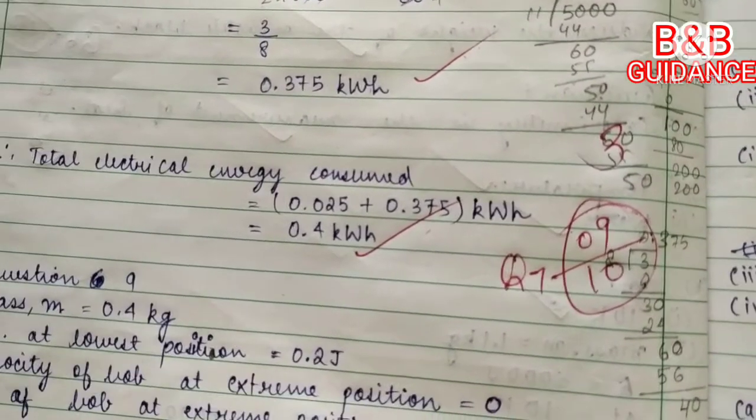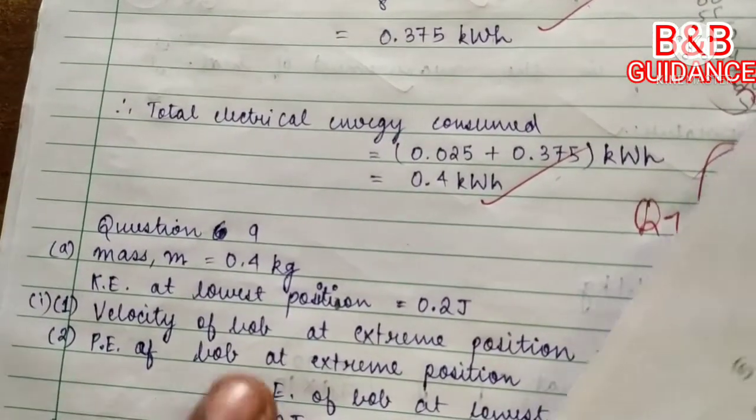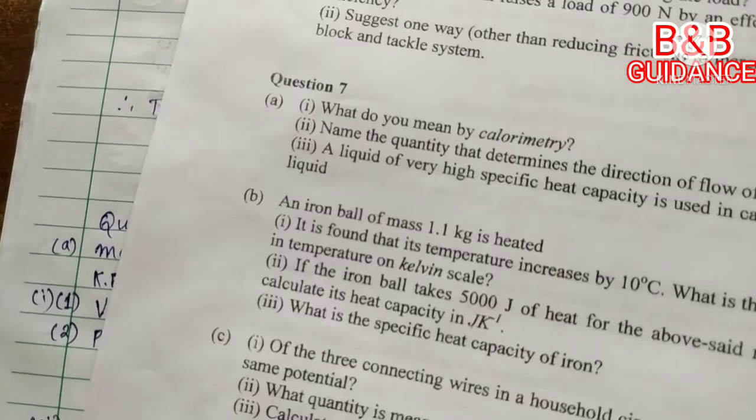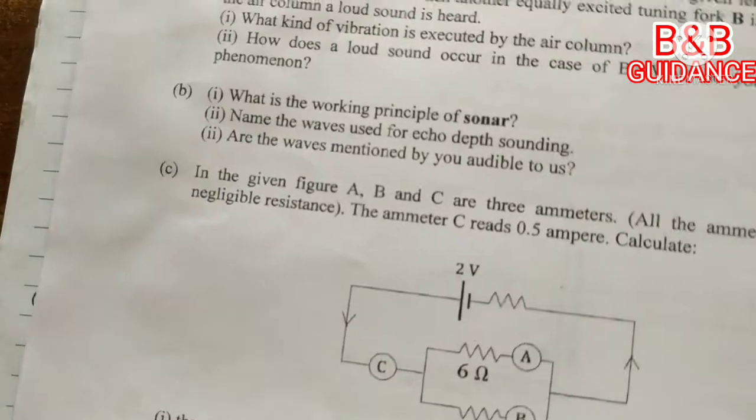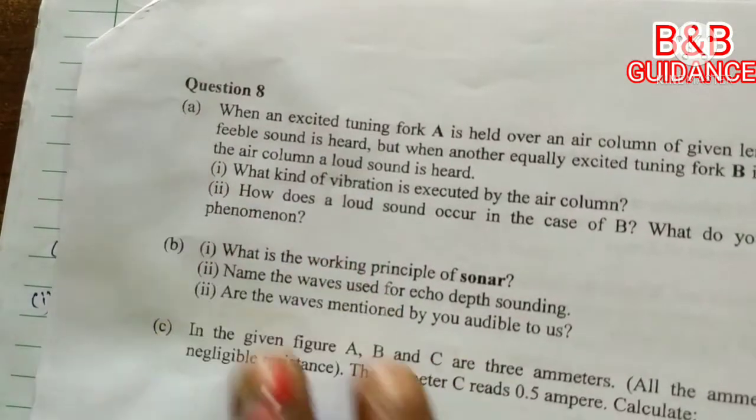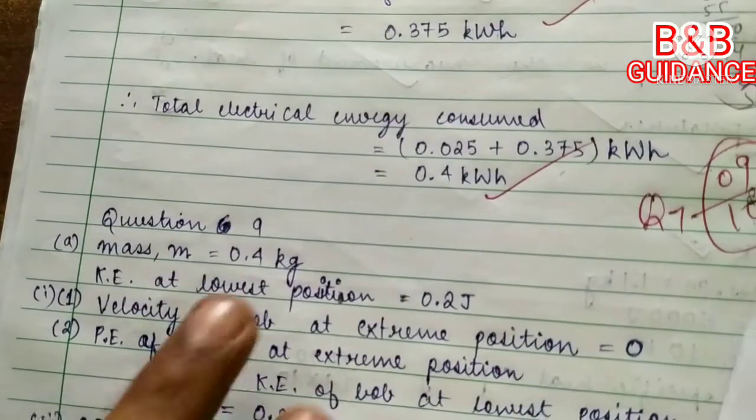Next, the child has not attempted question 8, and the child has gone for question 9.